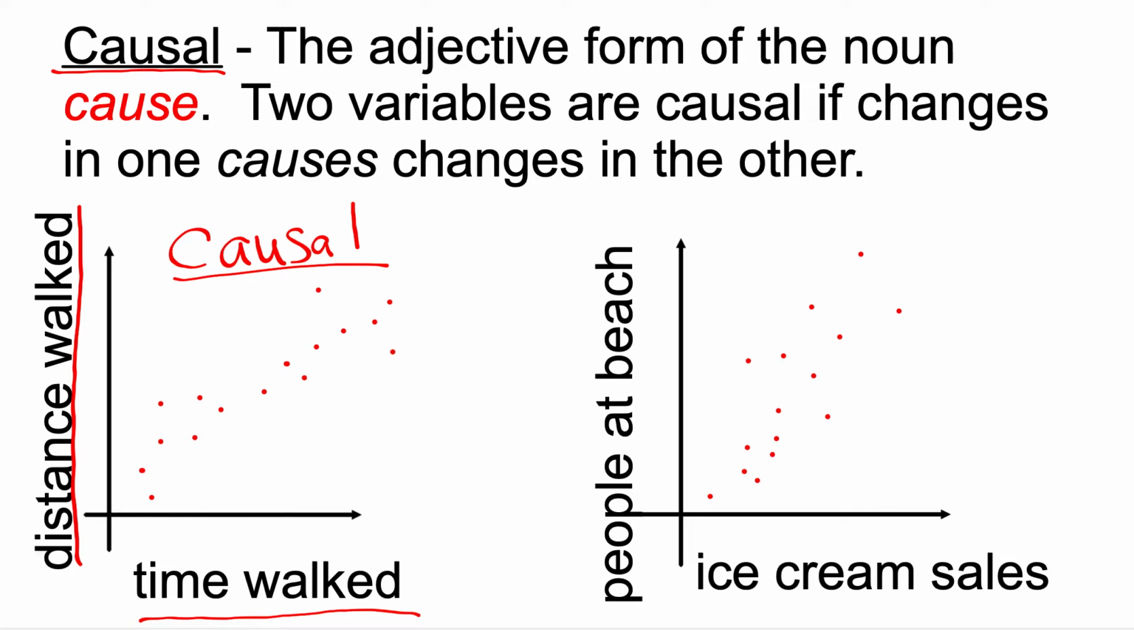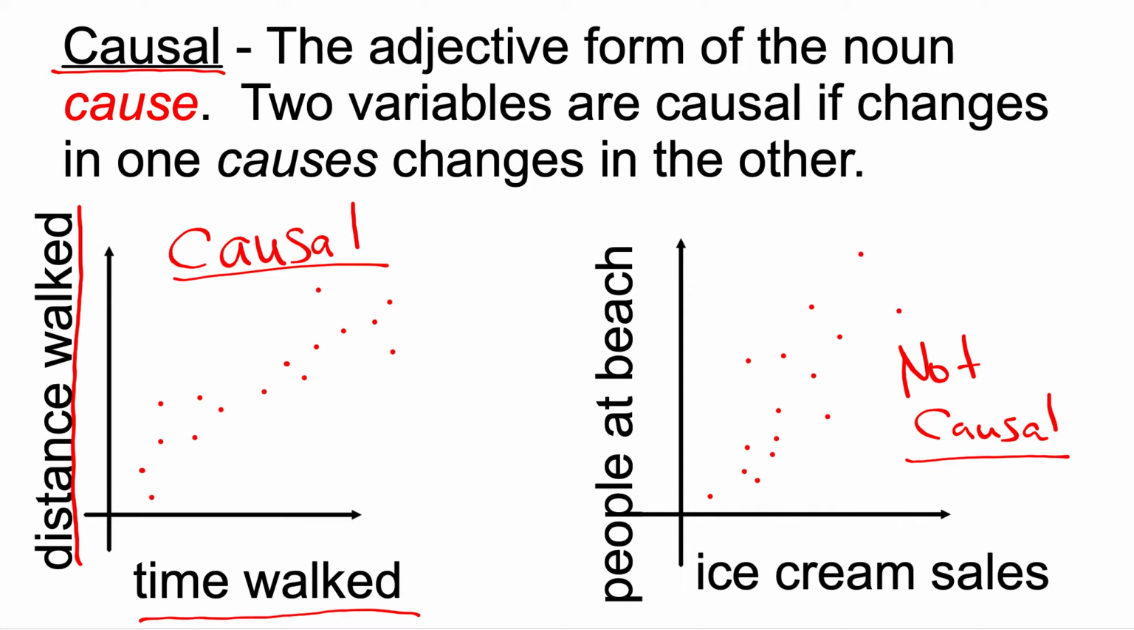Okay, next one. Ice cream sales, as they increase, the people at the beach also increase. Well, thinking about this one, does an increase in ice cream sales cause people to go to the beach? No, it does not. Does people going to the beach cause an increase in ice cream sales? That one's a little bit more likely, but still it doesn't. This is not causal. They do correlate. There is a correlation, but it's not a causal correlation.